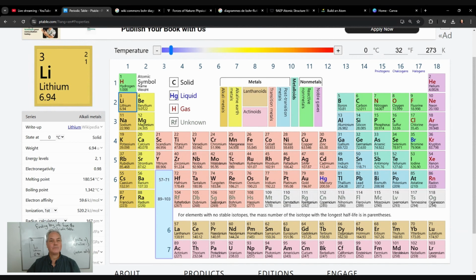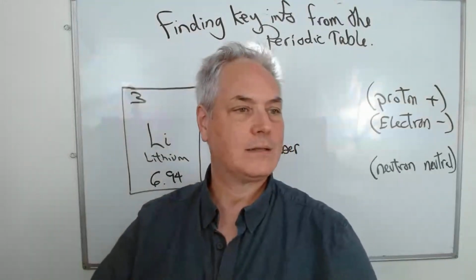elements. Here's the lithium. As you can see here, there's a number, which is the atomic number. We also have at the bottom the atomic mass. These are the 2 numbers we're going to be working with to find key information about elements. Perfect. So let's double check.